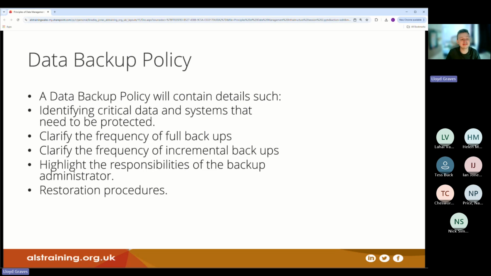And then the backup policy, similar in a way, but a little bit different. So backup policy consists of things like identifying critical data and systems that need to be protected. So do we need to back up all of our data, or is it just the most important stuff?